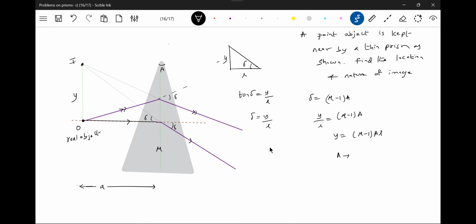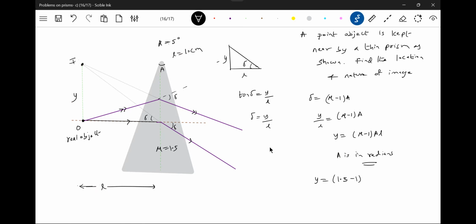Suppose the angle of the prism is 5 degrees. We have to express that in radians. Let's assume A equal to 5 degrees, L equal to 10 centimeters, and mu equal to 1.5. Let's look at the position of the prism.